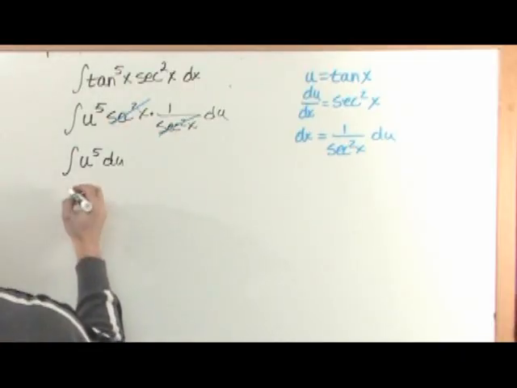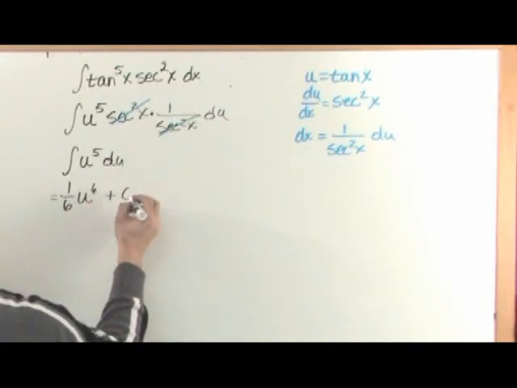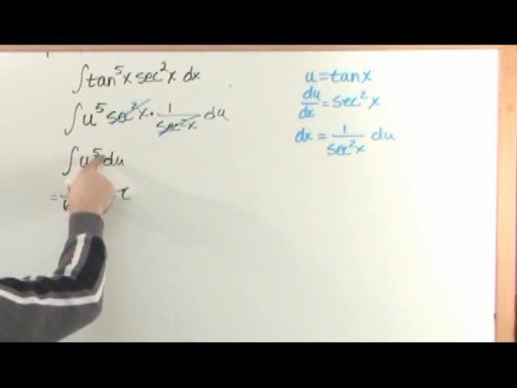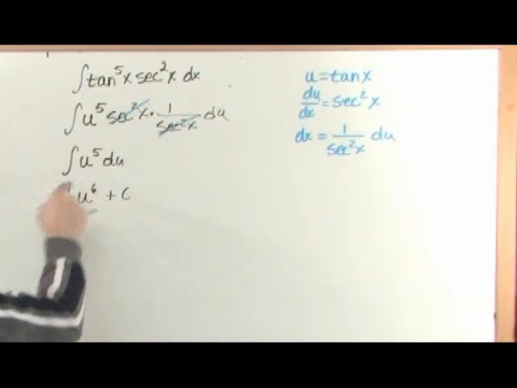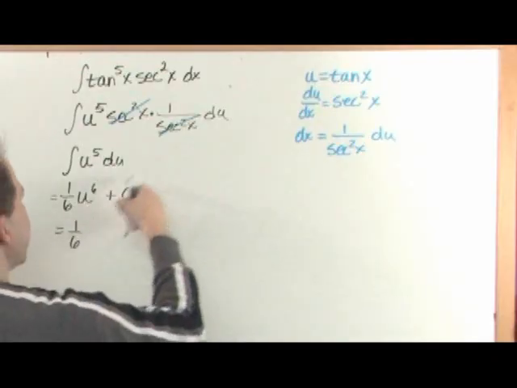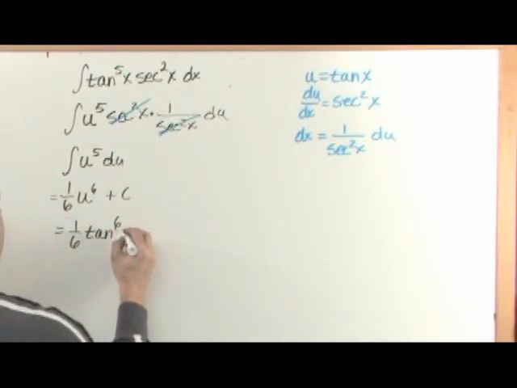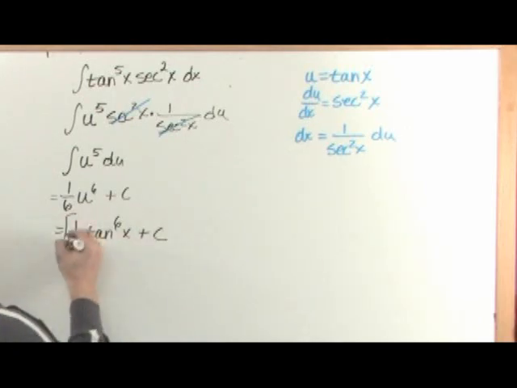You can integrate this as 1/6 u to the 6th power plus a constant. 1 over exponent plus 1 times u to the exponent plus 1. And this is going to equal 1/6, plugging back in for u, which is just tangent to the 6th power x plus a constant. So the answer is 1/6 tangent to the 6th power of x plus a constant.